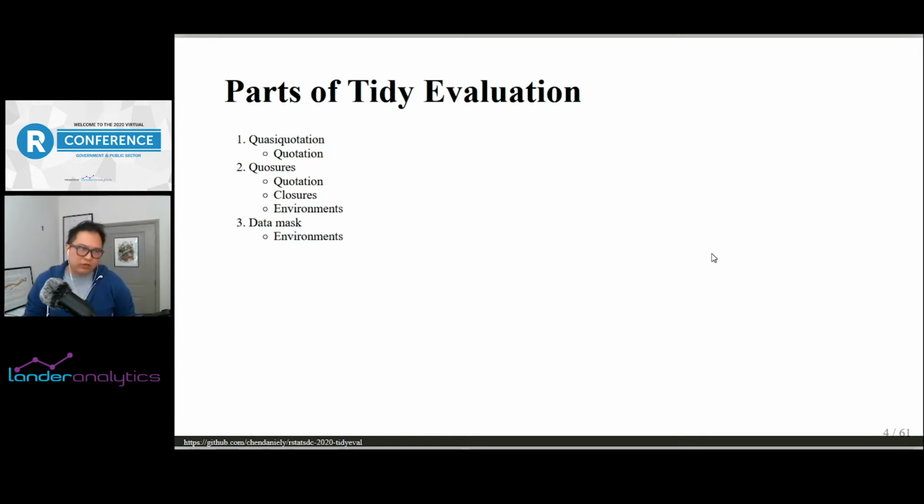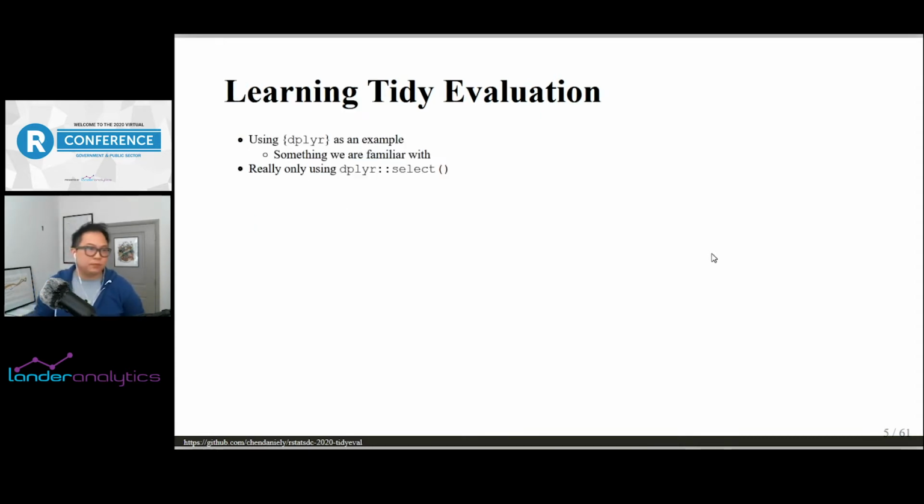Today, we're going to talk about tidy evaluation. And there's three main parts: quasi-quotation, quosures, and data masks. And depending on which part of tidy evaluation we want to work with, there's a few topics that we need to cover, like quotation, closures, and environments. So we're going to be using dplyr as an example because it's something we're familiar with. And I know the talk said we're going to talk about dplyr, like all of dplyr, but in reality, we're really just going to be using the dplyr select function.